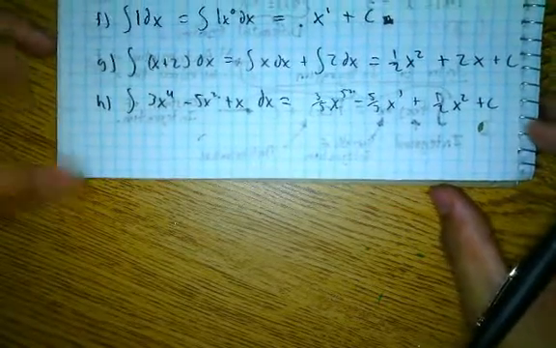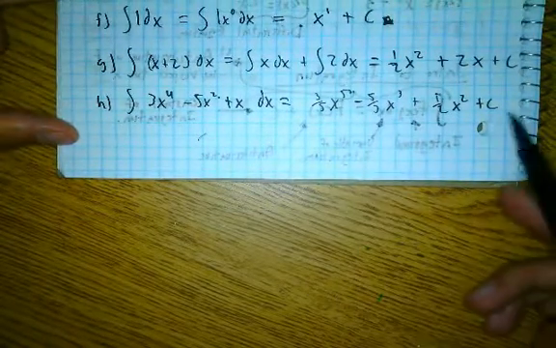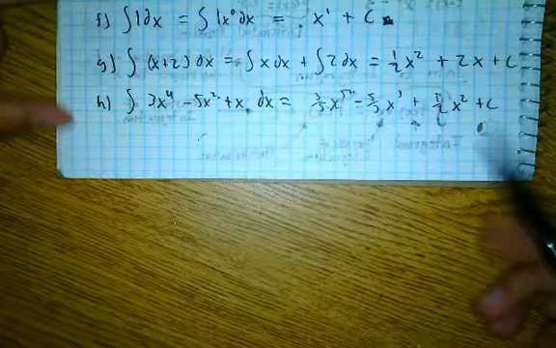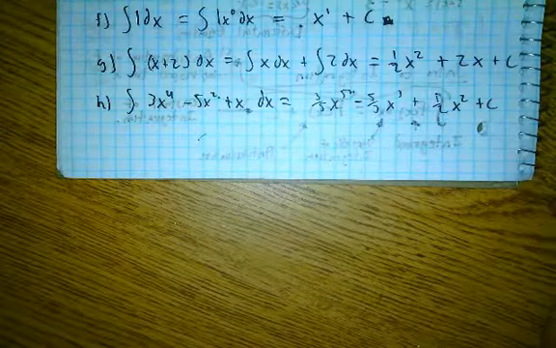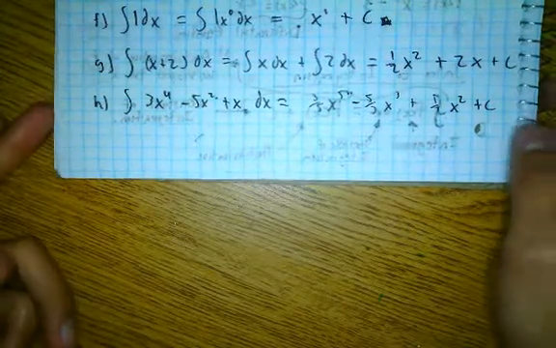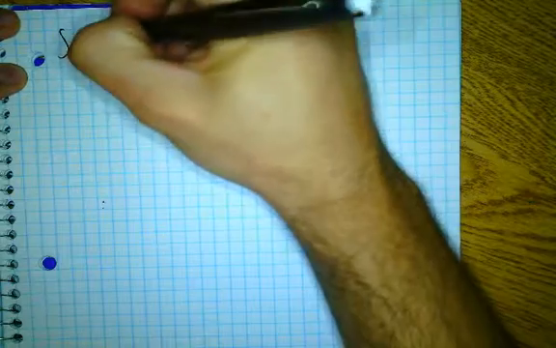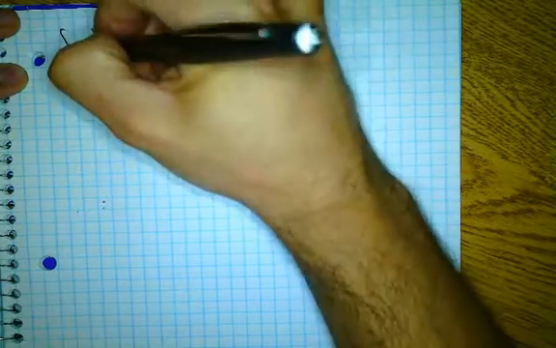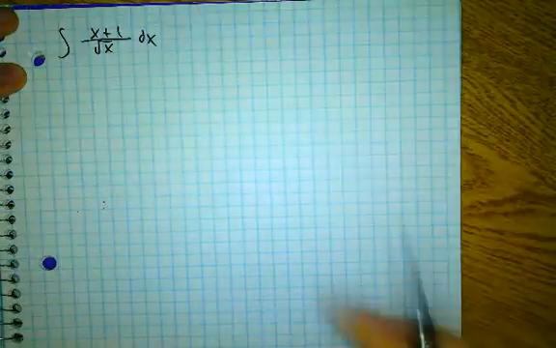Let's make this a little tougher. So, the integral of (x plus 1) divided by the square root of x dx. Antiderivative of x plus 1 over root x with respect to x. Alright, any suggestions for this problem before we even get started?